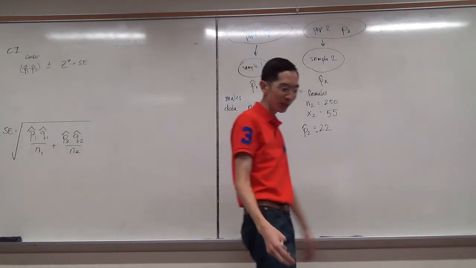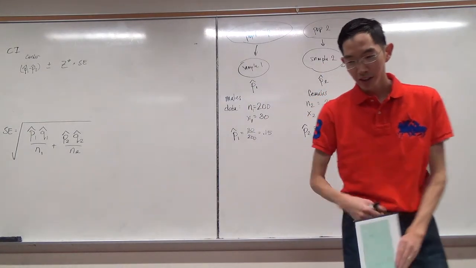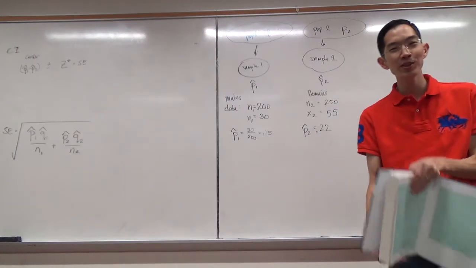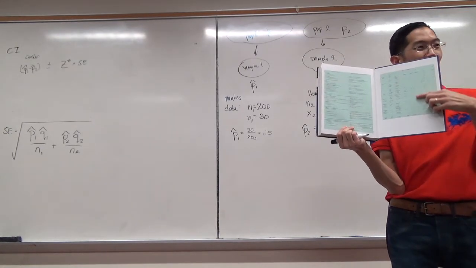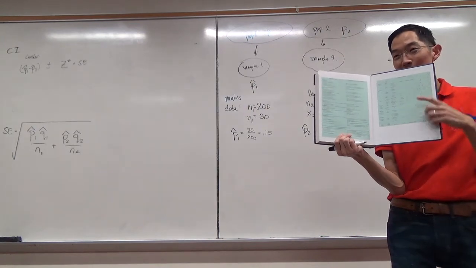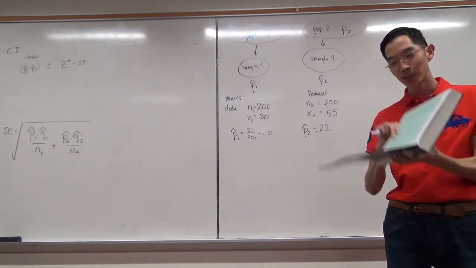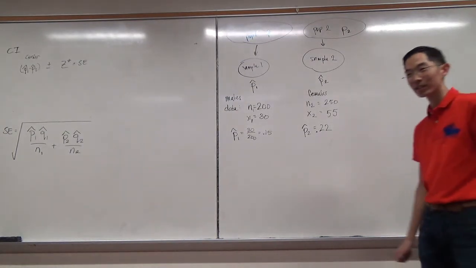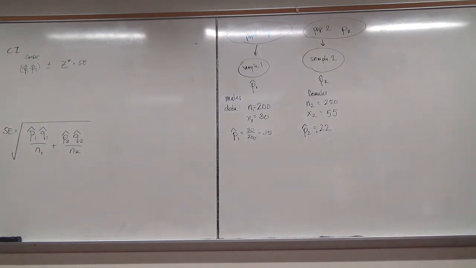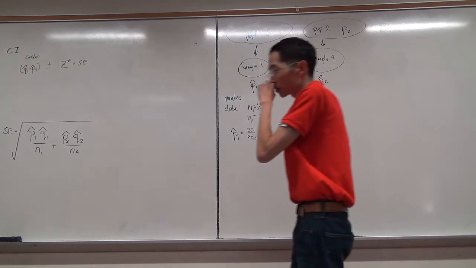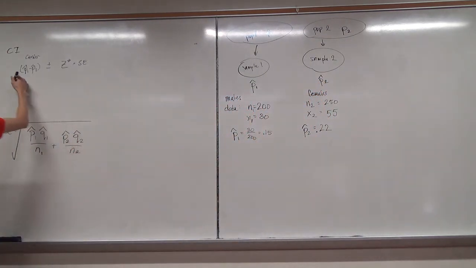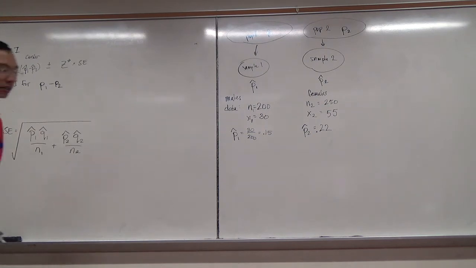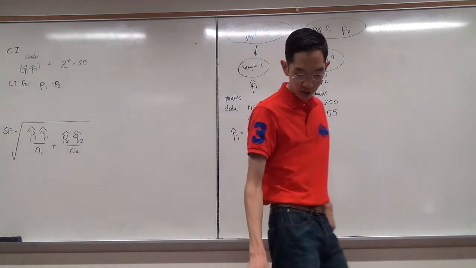There's a whole bunch of standard error formulas. I think in the inside back cover of your textbook, there's a nice handy little chart that summarizes a bunch of the different standard error formulas that you have to know. It's nicely organized and arranged, so I would say at least take a look at that and copy the relevant sections onto your test note sheets. This is a confidence interval for P1 minus P2, so we are looking at the difference in percentages in the populations.